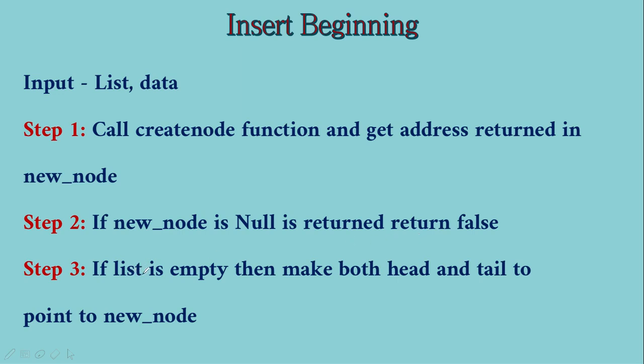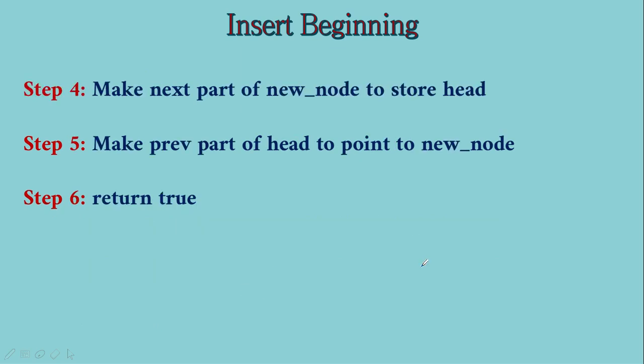Otherwise, we have to consider the special case when the list is empty. In that case, make both head and tail point to the new node. Otherwise, make the next part of the new node store head, and make the previous part of the head point to the new node, and then we have to return success to the callee function.